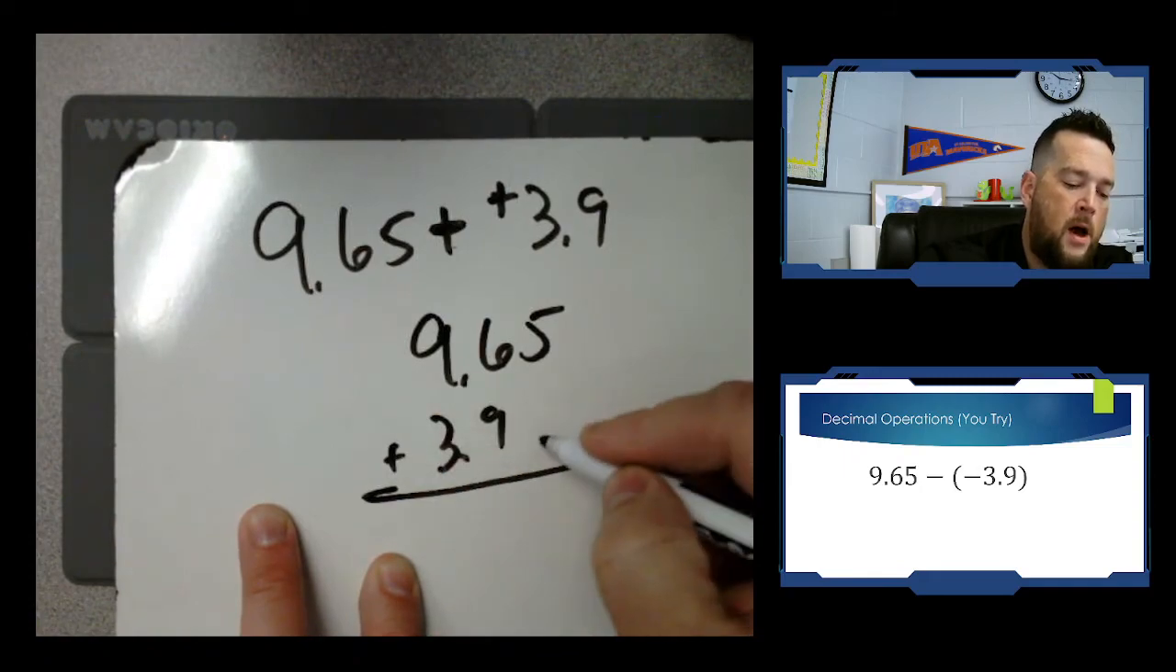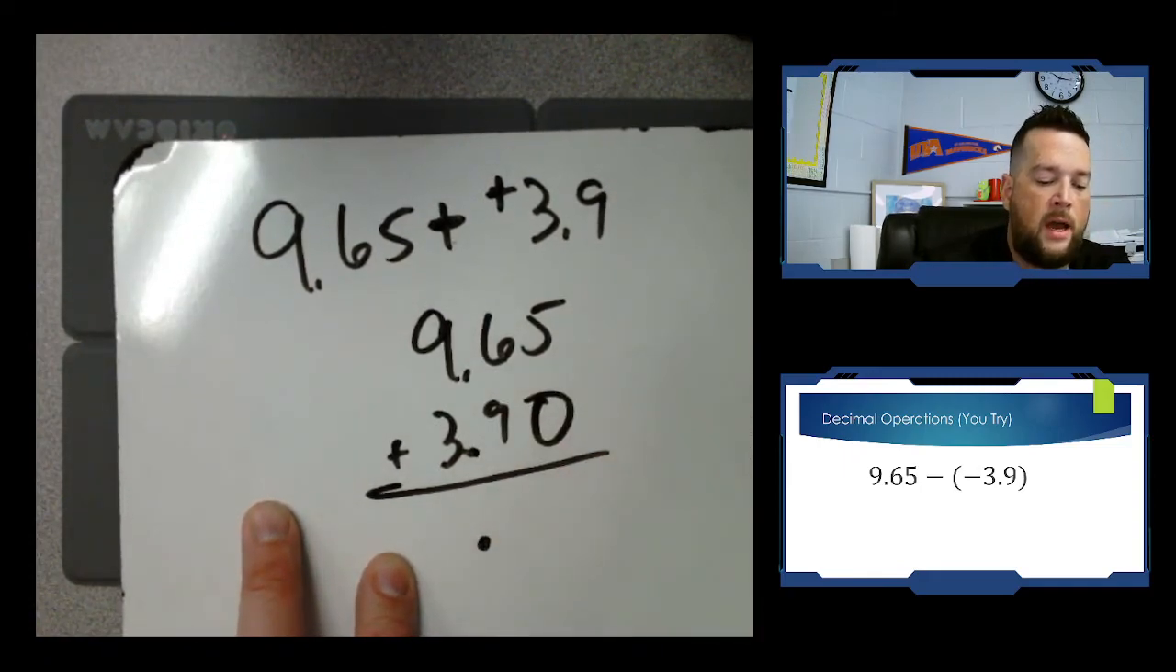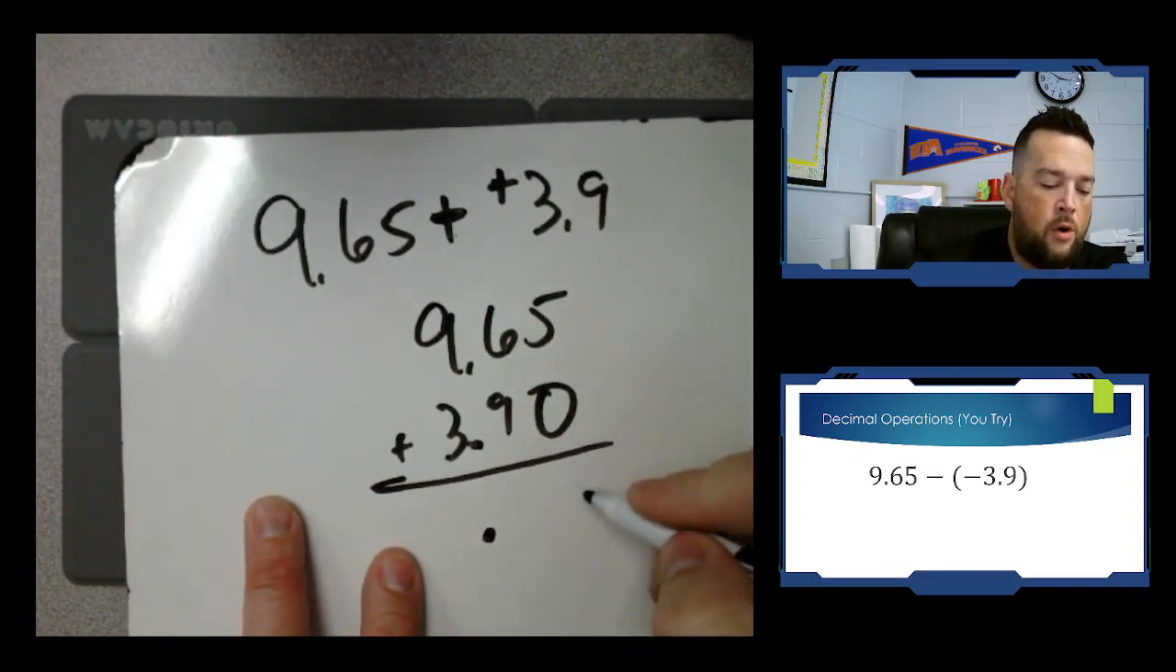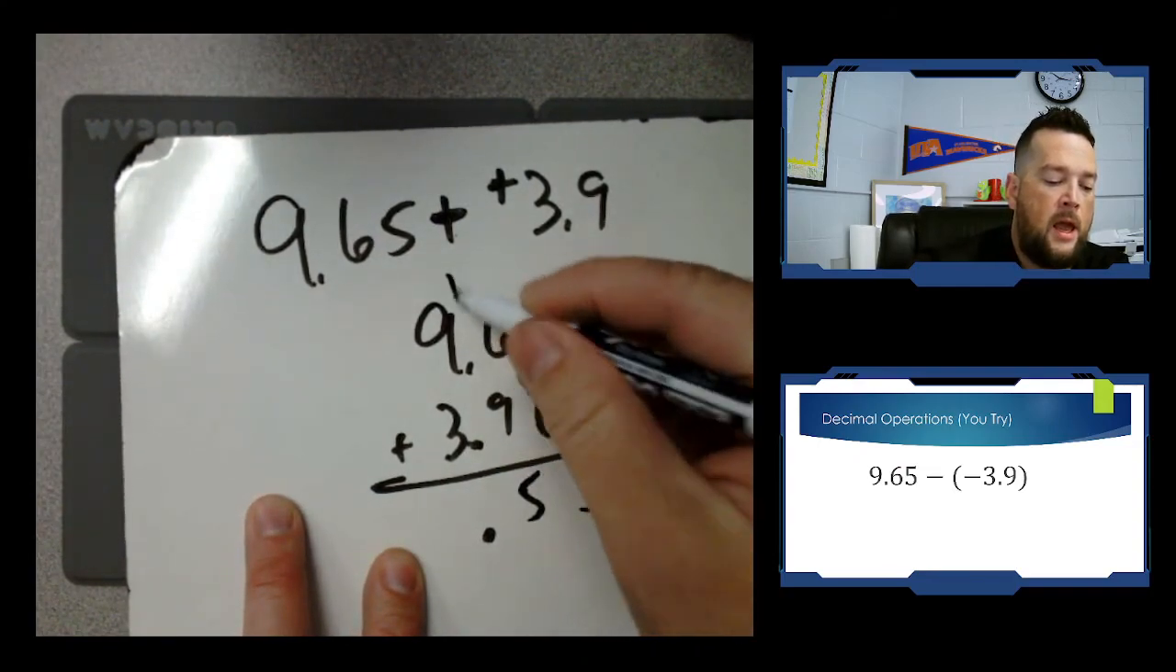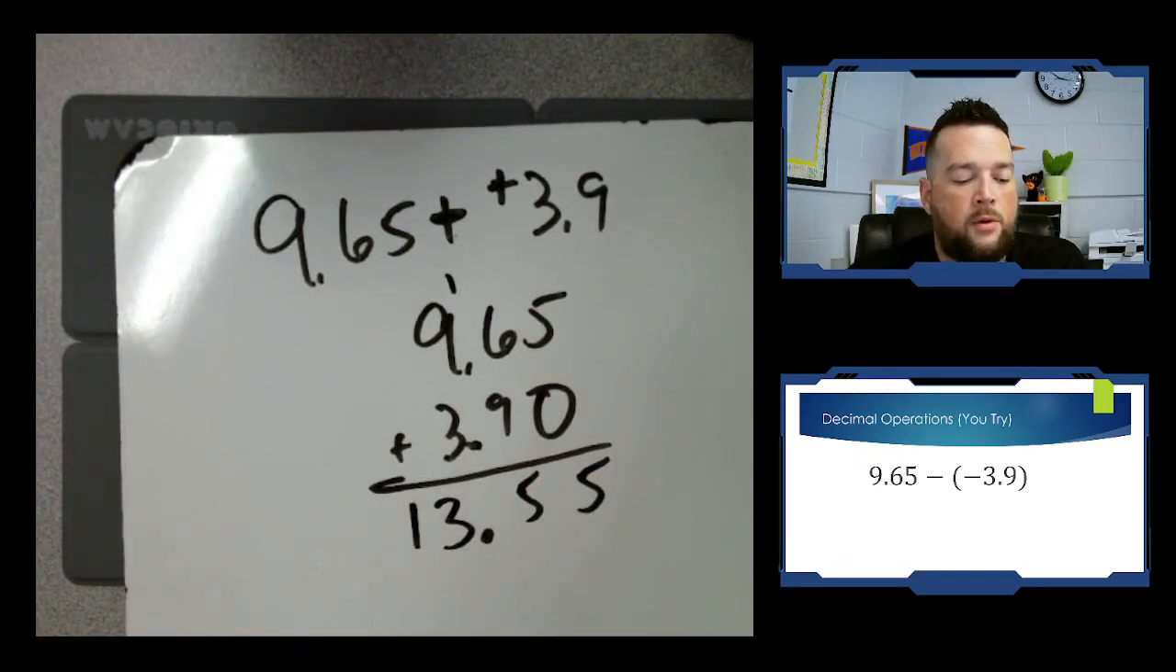We're going to line them up by the decimal because we're adding the decimals. All right, and we're going to fill in the empty space with a 0, and then we can just simply add up the numbers. All right, just like that. So we're going to come up with our final answer of 13.55.